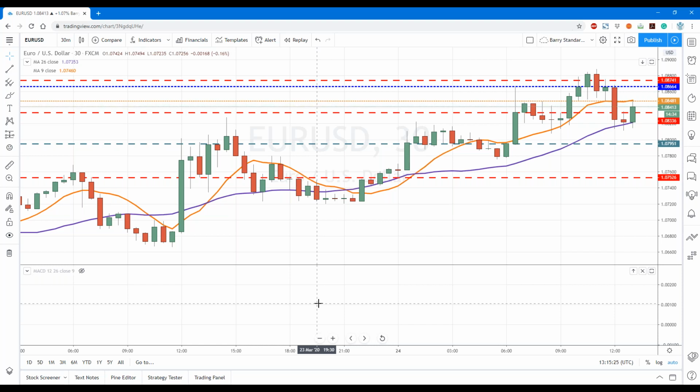Now, what we do is we create what's called the signal line. The signal line is the difference of the 9-period moving average from the 26-period moving average. It's a simple subtraction. So on the bottom of our charts, we start out with a zero line right here.